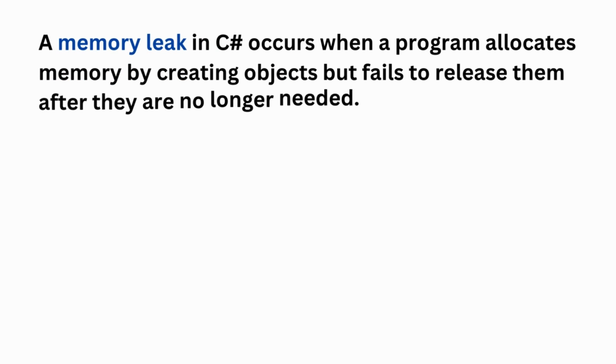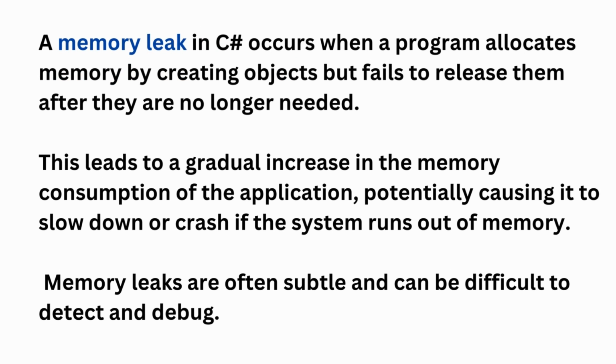What is a memory leak in C#? A memory leak in C# happens when a program allocates memory by creating objects, but fails to release them once these objects are no longer needed. In C#, memory leaks are less common compared to unmanaged languages such as C or C++, since we have the garbage collector, but they still can happen and can be quite difficult to detect and fix.